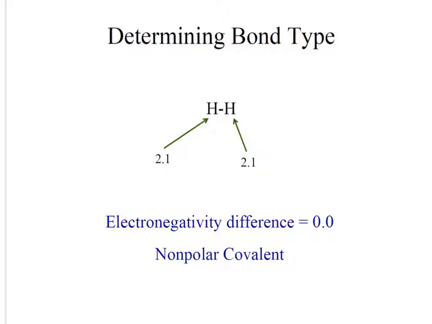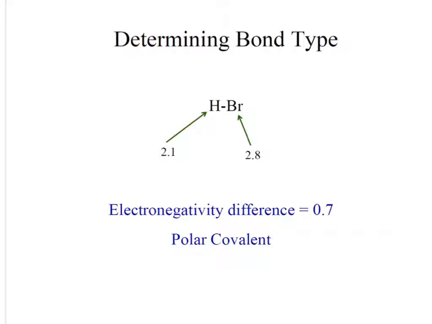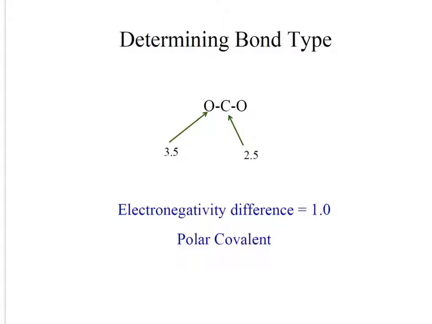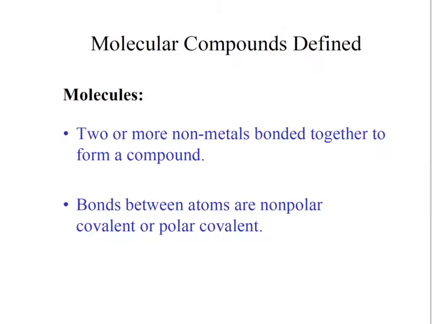Alright, so determining bond type. Here it's diatomic, the electronegativity difference would be 0, so it's nonpolar covalent. Here the electronegativity difference is 0.4, so it's considered to be nonpolar covalent. And HBr, electronegativity difference is 0.7, so this would be polar covalent. CO2, polar covalent. LiF, ionic.